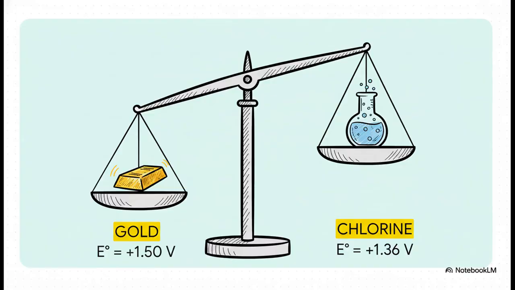To find our answer, we look at these numbers called standard reduction potentials. You can think of it as a score for how badly each chemical wants to grab electrons. The higher the score, the bigger the appetite. So, by comparing the potentials for gold and chlorine, we can pinpoint which side is the anode, where electrons are lost, and which is the cathode, where they're gained.